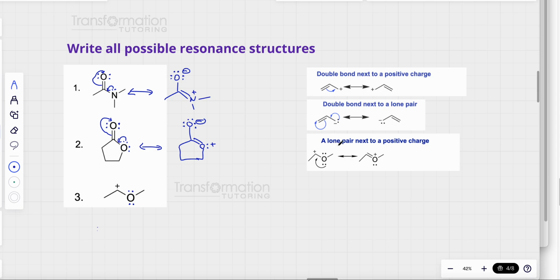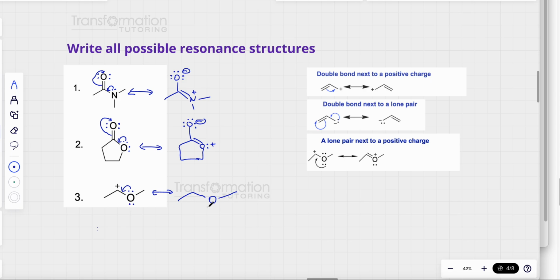I do have, however, a lone pair next to a positive charge. So I have a lone pair next to a positive charge, and what we can do here is we can just use our electrons from the lone pair to share it with the carbon that has the positive charge, like so. And actually, I'm realizing that my example here is the same as here, so we already know what the answer is. And let's go ahead and go through it.